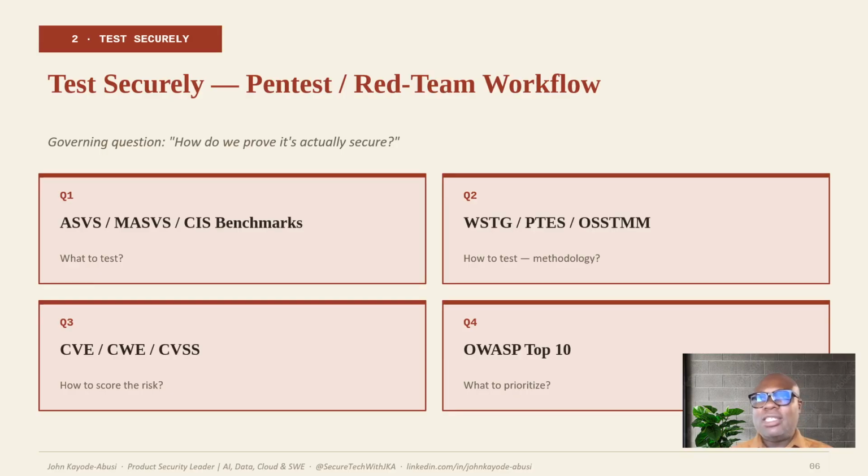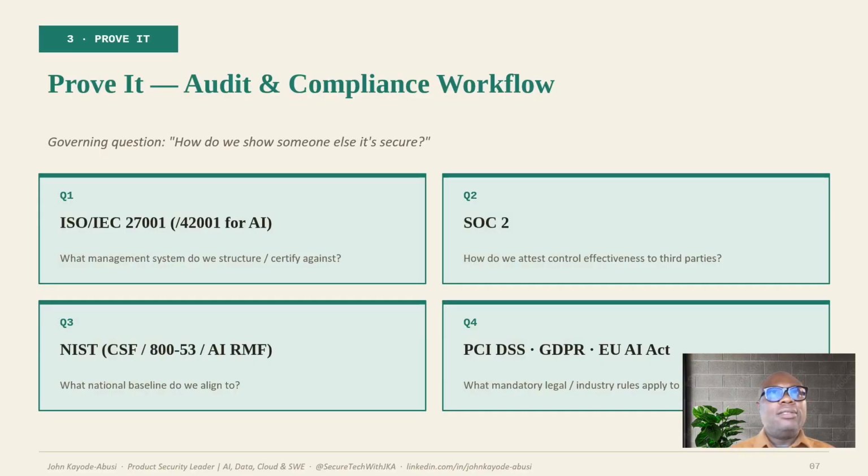And OWASP Top 10, we give you what to prioritize based on what you have reported. Then the prove it. Like I said, what management system do we structure or certify against? That is for ISO. You got even 42001 for AI. You can see what national baseline do we align to: NIST. It could be CSF, it could be 853, it could be AI RMF. It could be anyone.